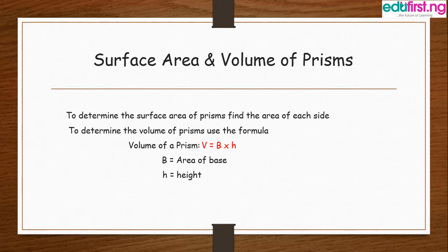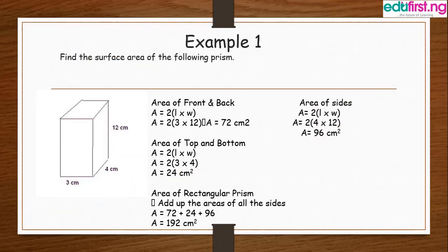the base multiplied by the height. So the formula for calculating the volume of a prism is V equals B times H, where B is the area of base and H is the height. So let's check some examples. Find the surface area of the following prism. I said earlier that before we can calculate the surface area of a prism, we have to find the area of each side.